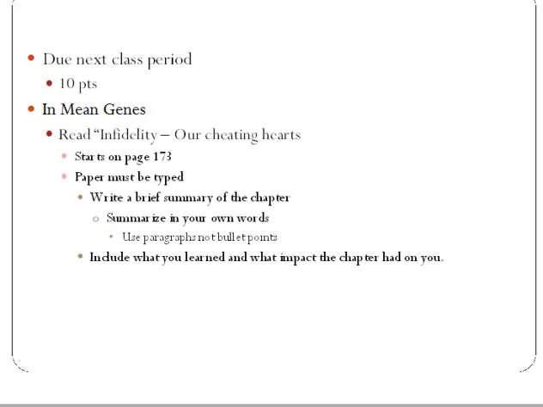So along those kind of awful lines, I'll have you guys read a chapter in the Mean Genes book that came with your textbook. And the chapter is called Infidelity or Cheating Hearts. It starts on page 173. The paper must be typed. In fact, you're going to submit it to Blackboard. There's a drop box for it.